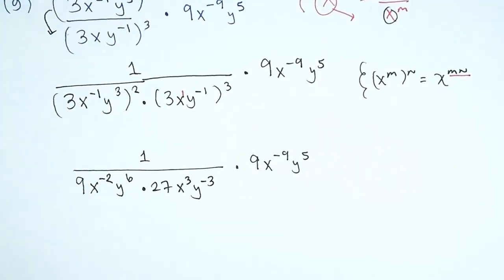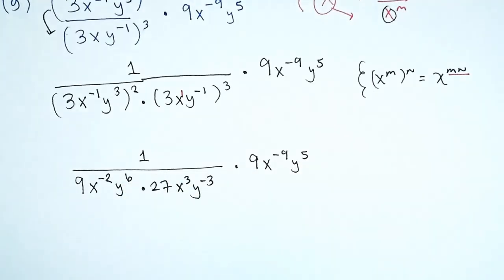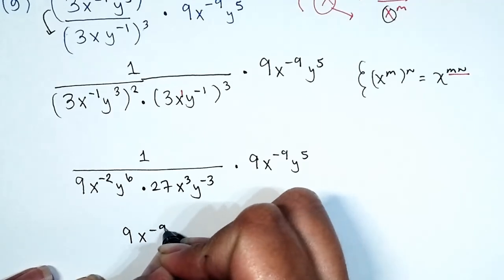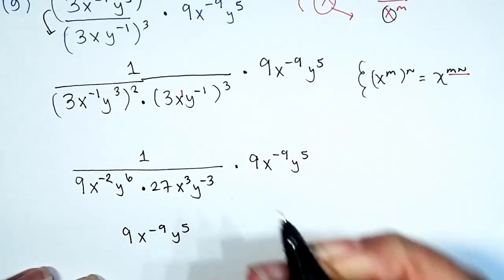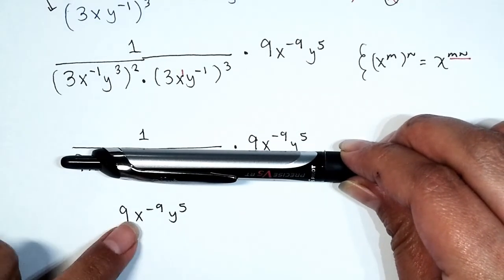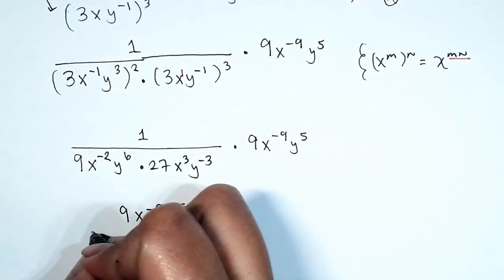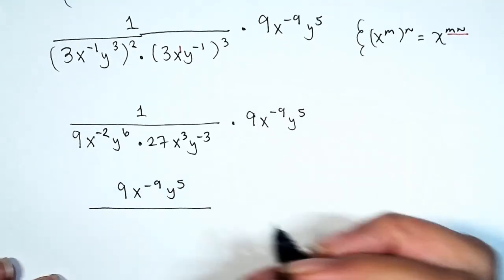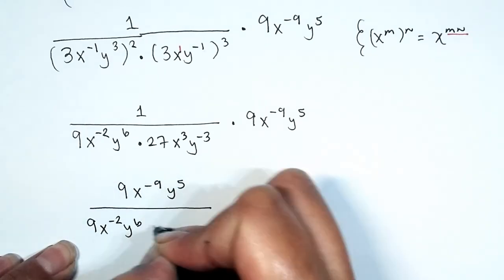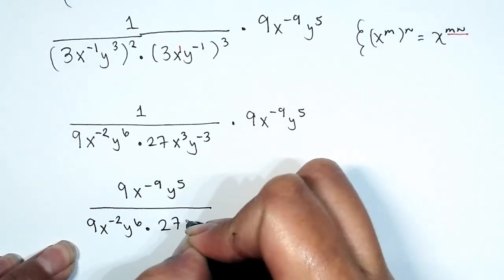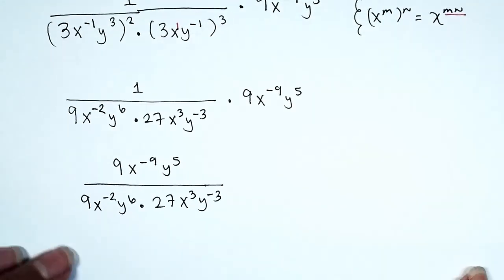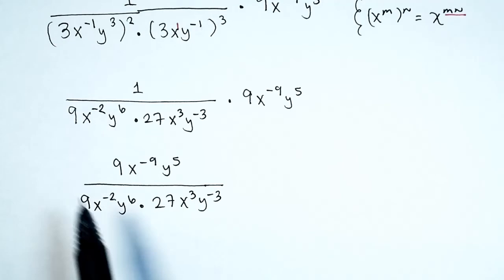When we multiply across, 1 times this is just that. So in the numerator, we'll have 9x to the negative 9th, y to the fifth. How do we get that? We multiply it across. 1 times this is just that. All over, I'm not going to simplify the denominator just yet. So we have 9x to the negative second, y to the sixth, times 27x cubed, y to the negative third. The reason I multiplied across is just so it's a little more aesthetically pleasing.